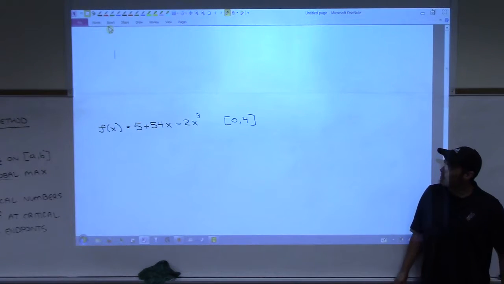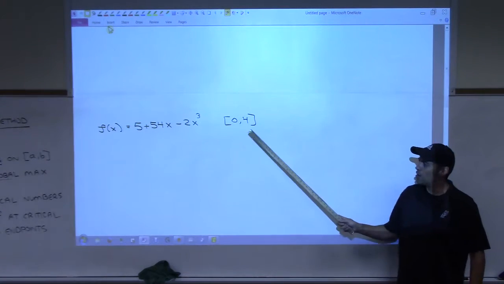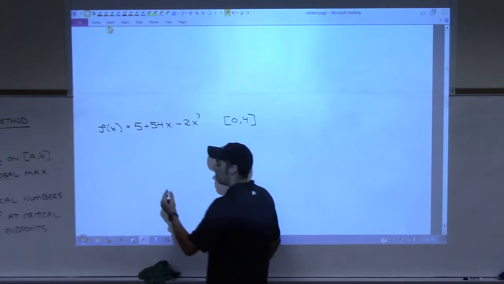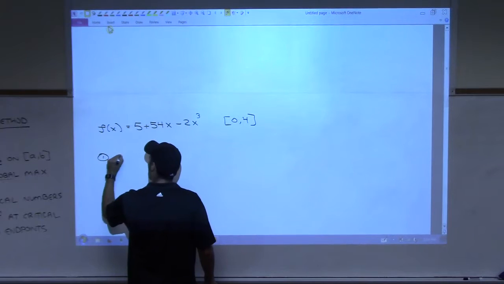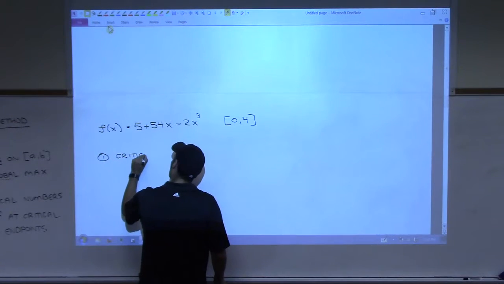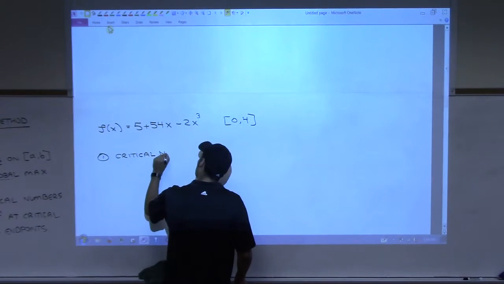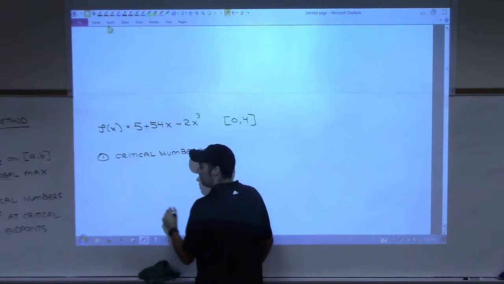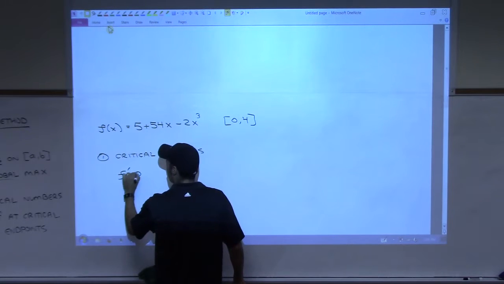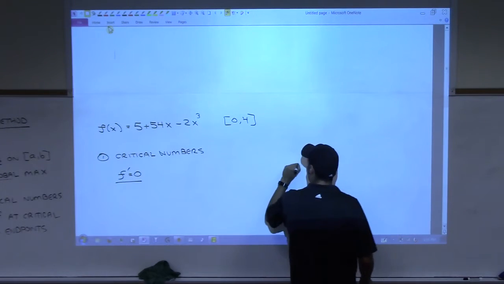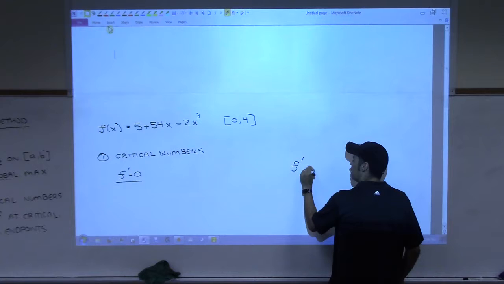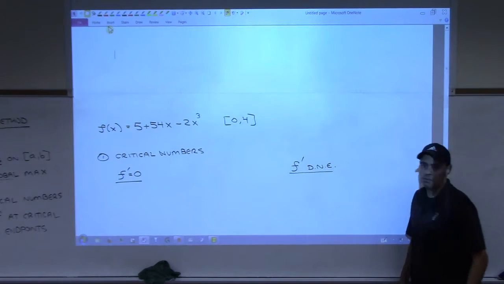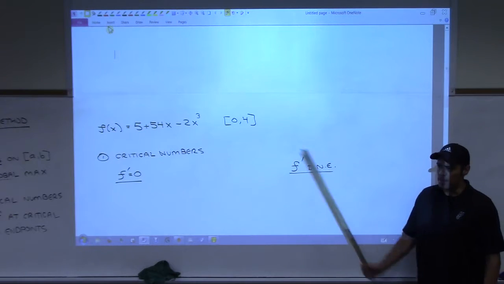Okay. All right. So we have a continuous function on a closed interval. So we proceed. First thing I'm going to do, find the critical numbers. So there are two things I need to do. Figure out where the derivative is 0. And the other thing I need to do is take a look at the derivative and ask myself, does the derivative ever not exist? Is it ever undefined? All right, those are two things.